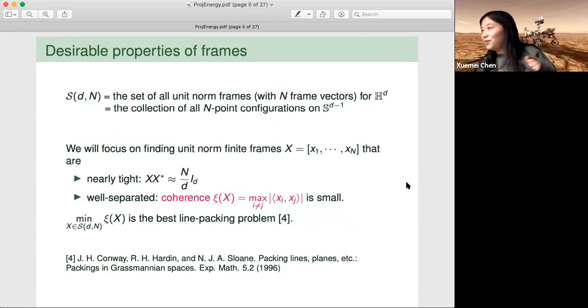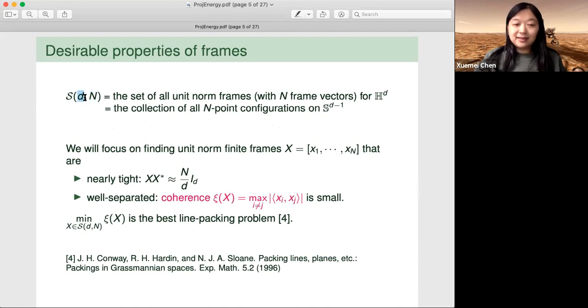Next. Oh wait, is there a question? Okay, there's no question yet. And then more notation. Okay, so this is going to be the set of all unit norm frames.